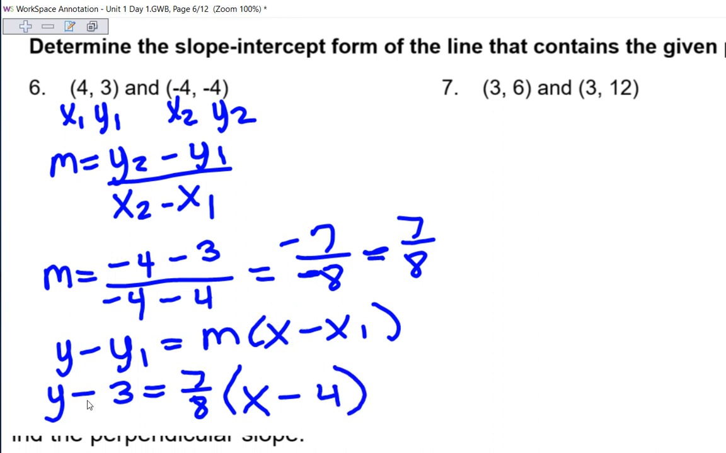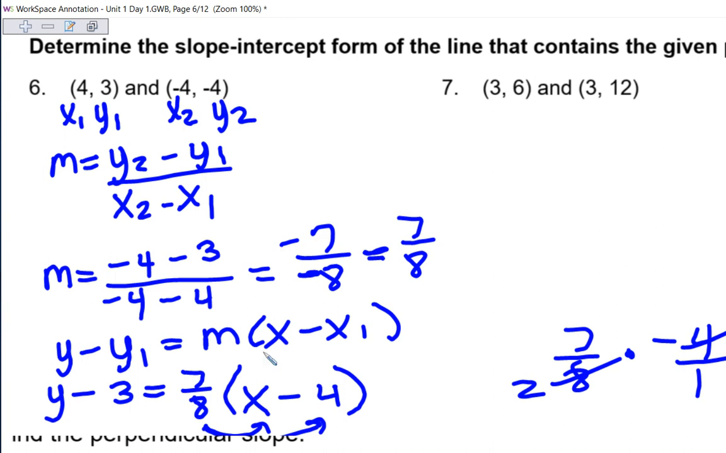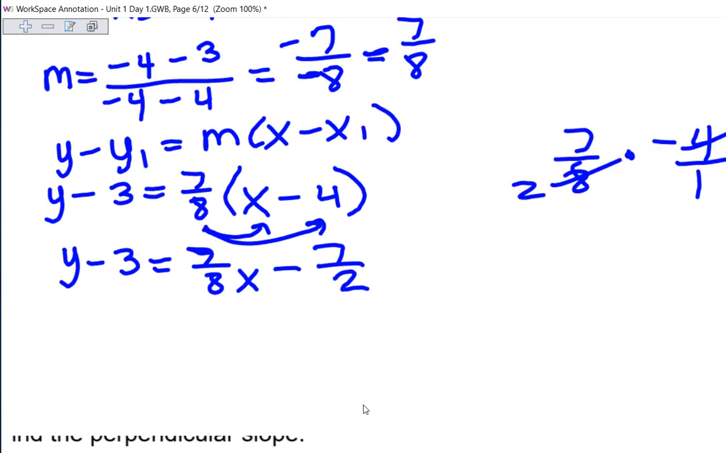Now, can I leave my answer like this? Is that slope-intercept form? No, it's not. So distribute that 7/8. So this would be y minus 3 equals 7/8 x, and 7/8 times -4 would be -7/2. And what's next?